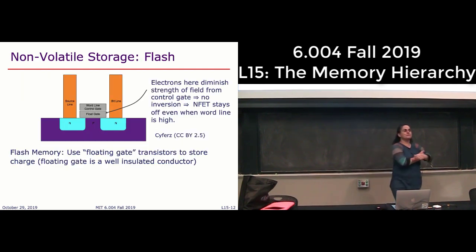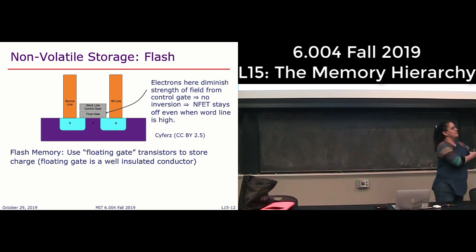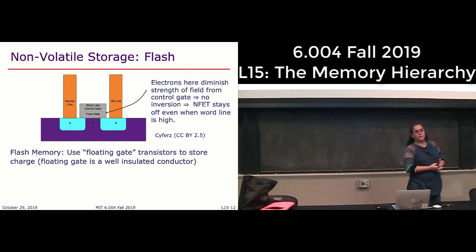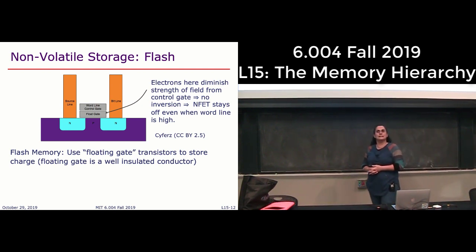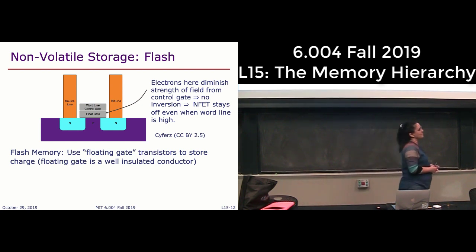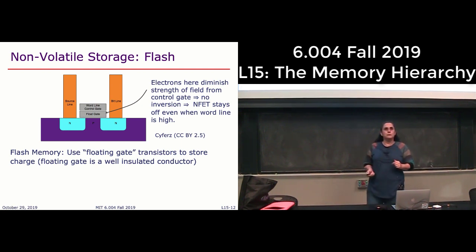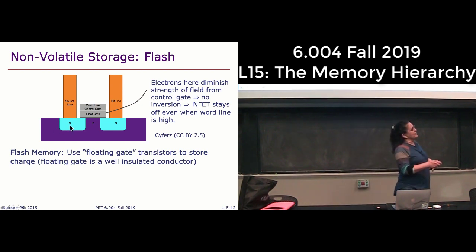Okay, so let's move on to our non-volatile storage. And so the next technology is flash. So flash technology works as follows. Basically, you've got this floating gate, which is a very well insulated conductor, and you place it essentially in between the gate of your transistor and your source and drain.